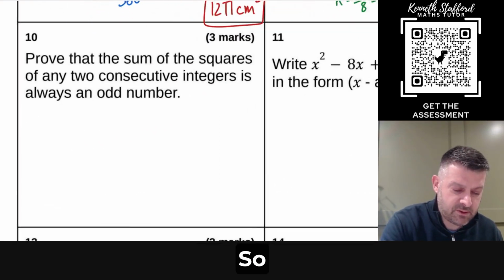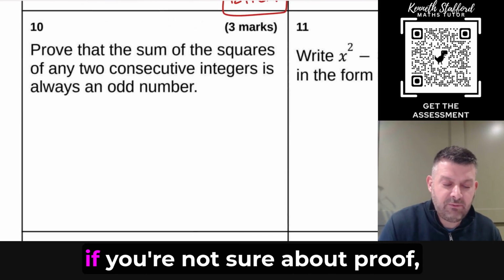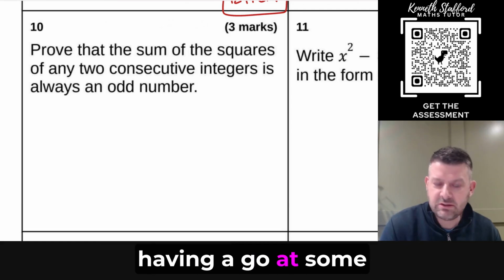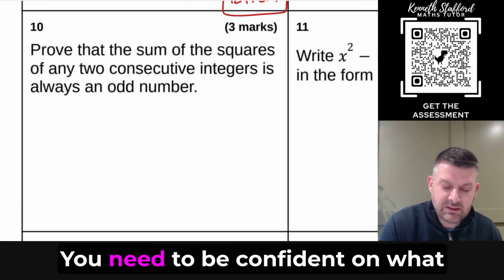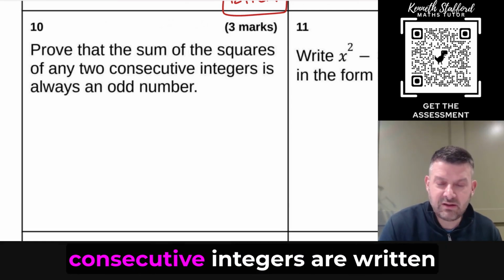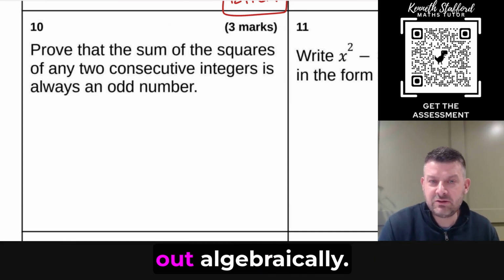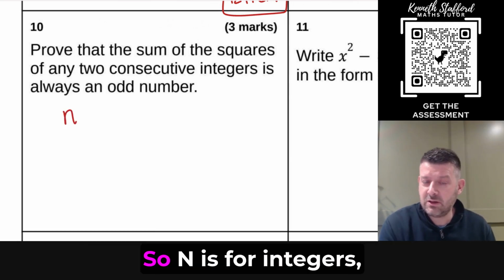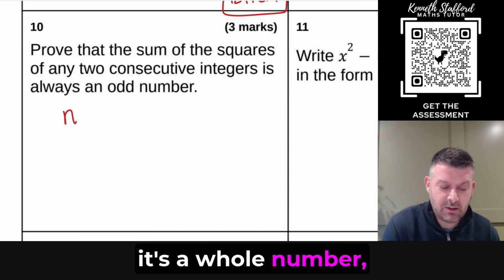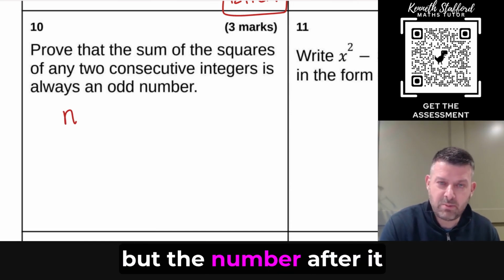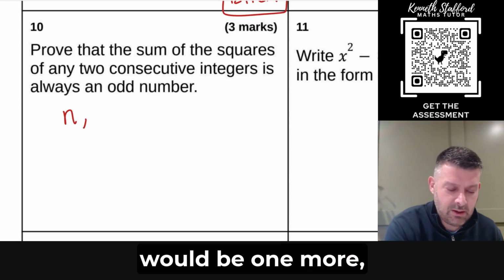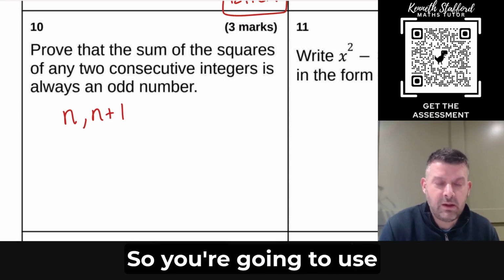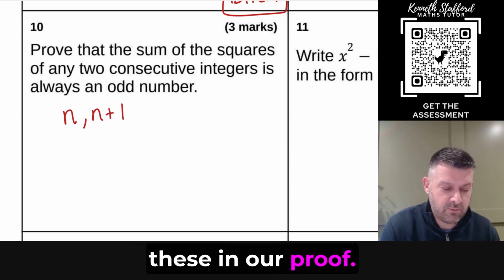Question 10, we're on to proof. So if you're not sure about proof, definitely worth watching some videos on how to do it and having a go at some questions on this. You need to be confident on what consecutive integers are written out algebraically. So if we're going to use n, n is for integers, it's a whole number. It can be any number, but the number after it would be one more. So n, and then n plus 1 is the next number. So we're going to use these in our proof.